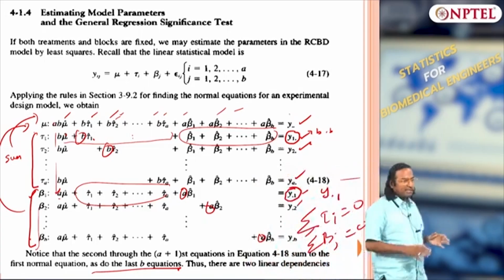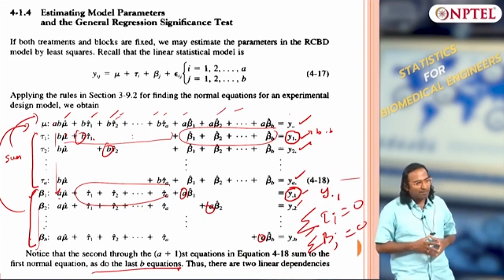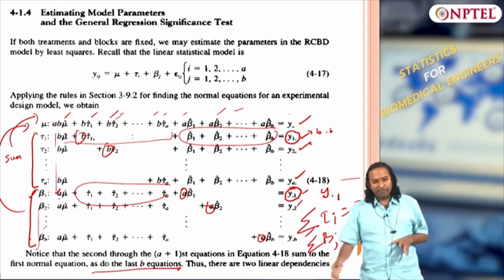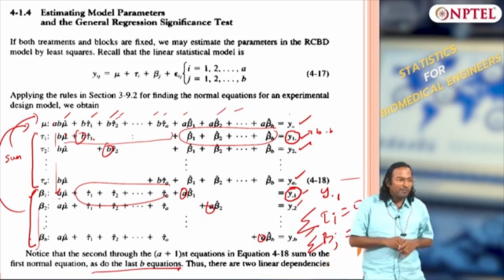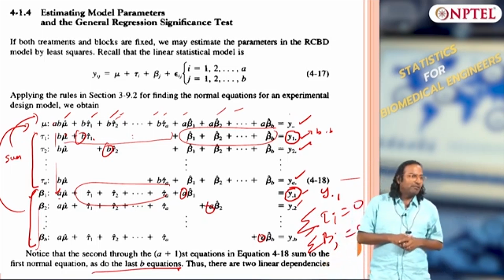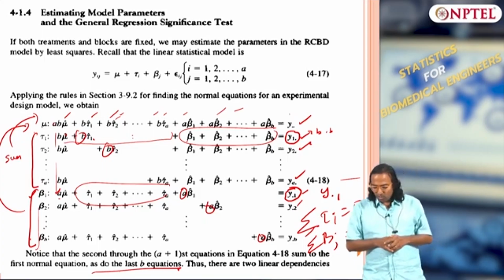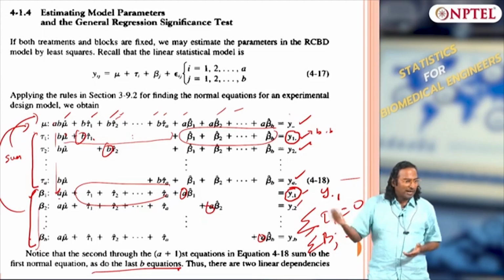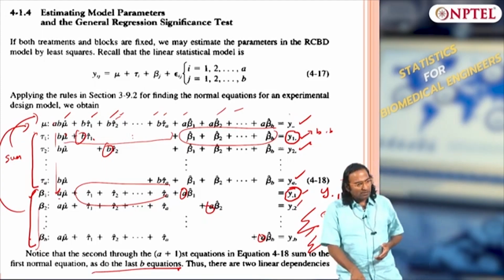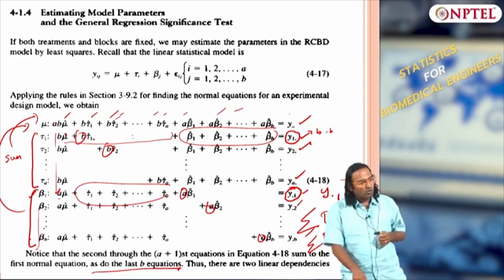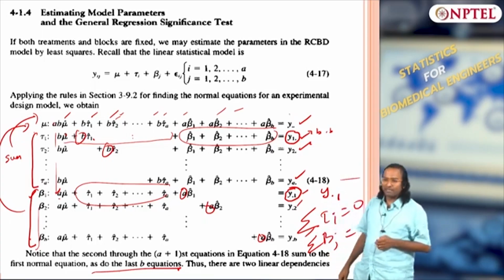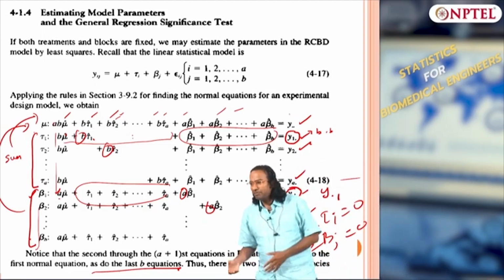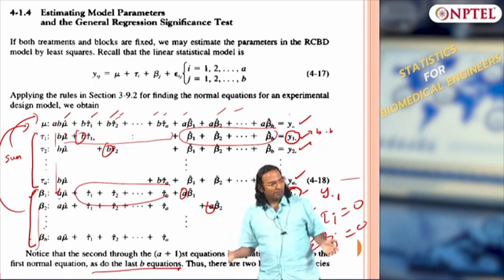Rule number 3: the left hand side of the normal equation is nothing but the summation of all the parameters. So you write down all the A plus B plus 1 parameters, each multiplied with what? With the coefficient equal to the number of times that parameter appears in the right hand side data. So if you are writing the equation for mu, how many times is mu present in the right hand side? The total number, which is A times B, or capital N if you want to call it.